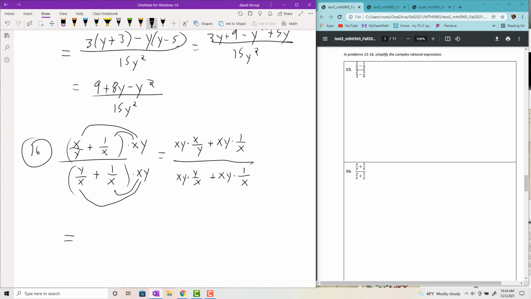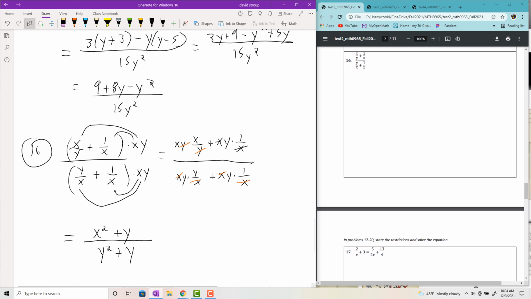You do your cancellations. Some people just do them in their heads, that's fine. Y goes into y, and you're left with x times x, which is x squared. And in the second term, the x's cancel, and you're just left with y. Downstairs, you have a cancellation of the x's, so y times y is y squared. And then plus, the next one, the x's cancel, and you're just left with y. Then there's nothing else you could do. It's as good as it gets.